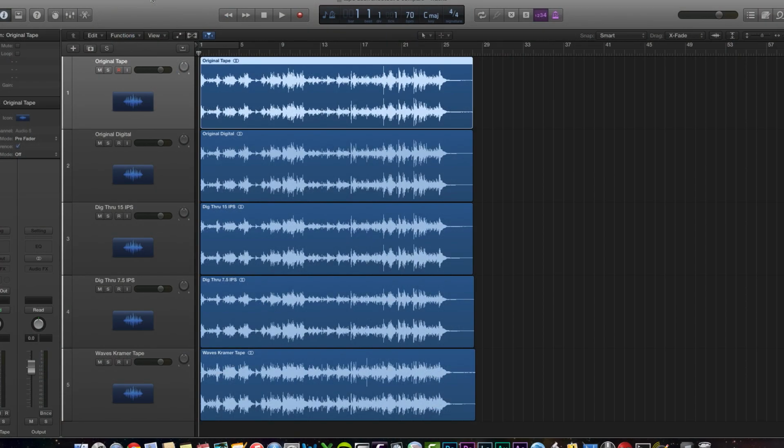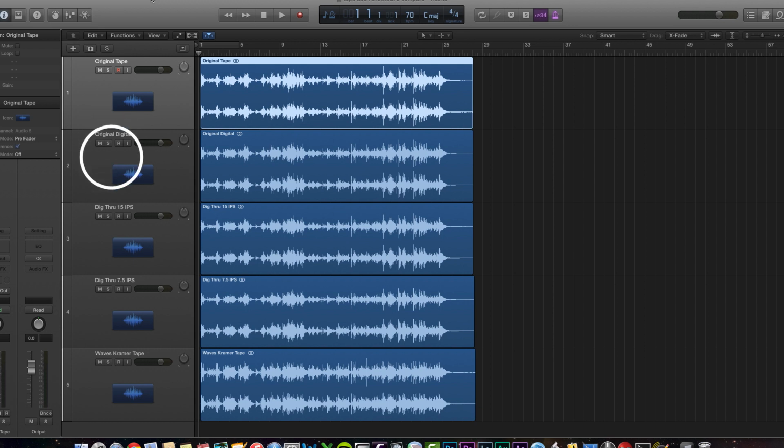Okay, I've got Logic Pro 10 loaded up with five different recordings to compare. At the top is the original analog tape recording of the guitar part. Right below that, second in line, is the original digital version of that guitar part. Again, that was produced in part one of the Shootout.